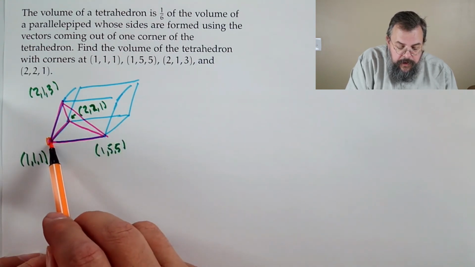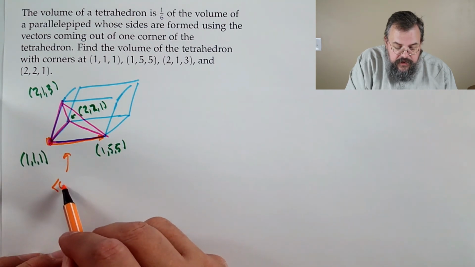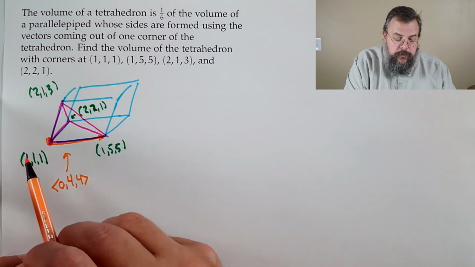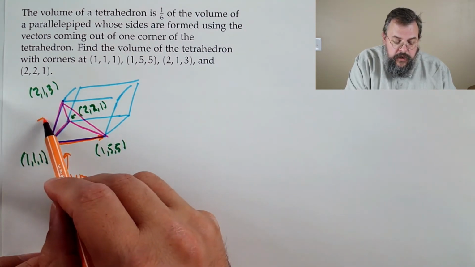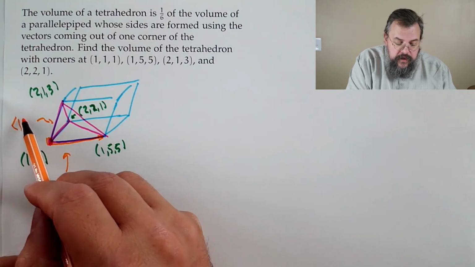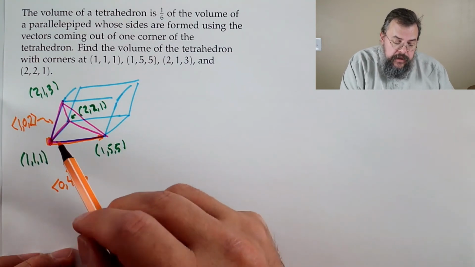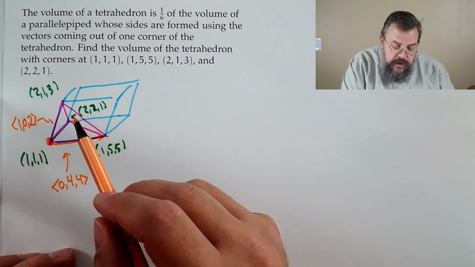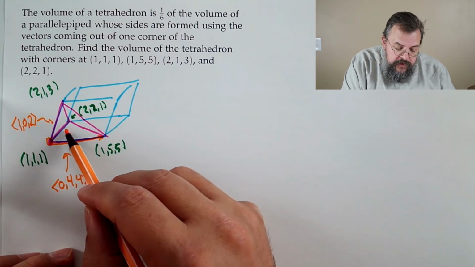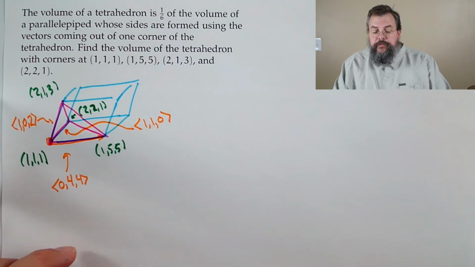I want to figure out the vectors that come from this corner to the other places. So from (1,1,1) to (1,5,5), that vector says don't change in x, but change by 4 and 4 in y and z. From (1,1,1) to (2,1,3), that says we change by 1 in x, nothing in y, and 2 in z. And the last one, (2,2,1), says we changed by 1, 1, and then we didn't change at all in z.